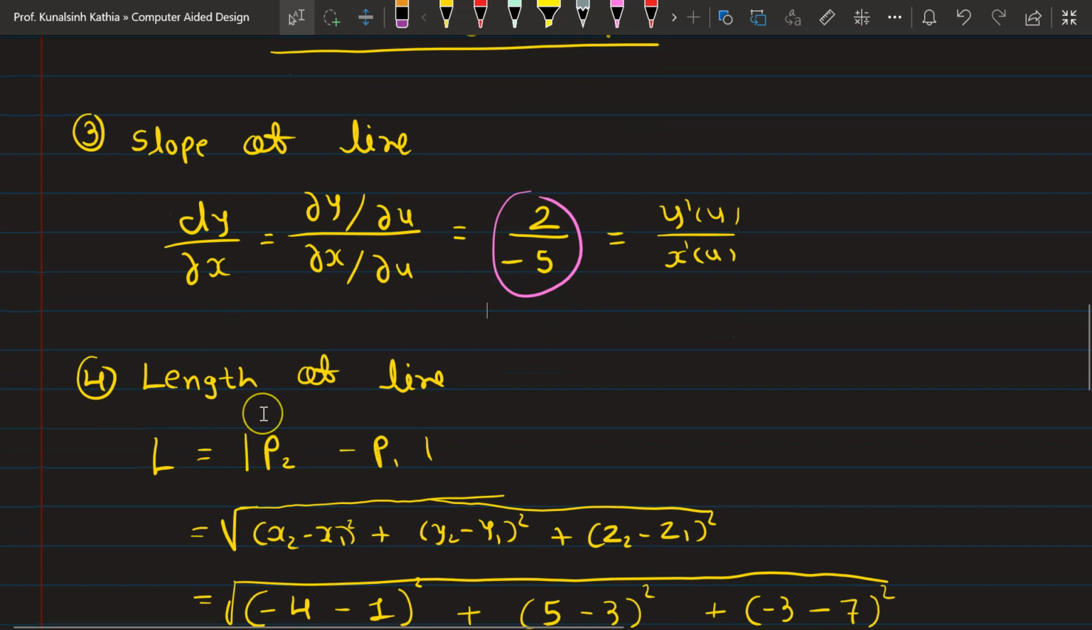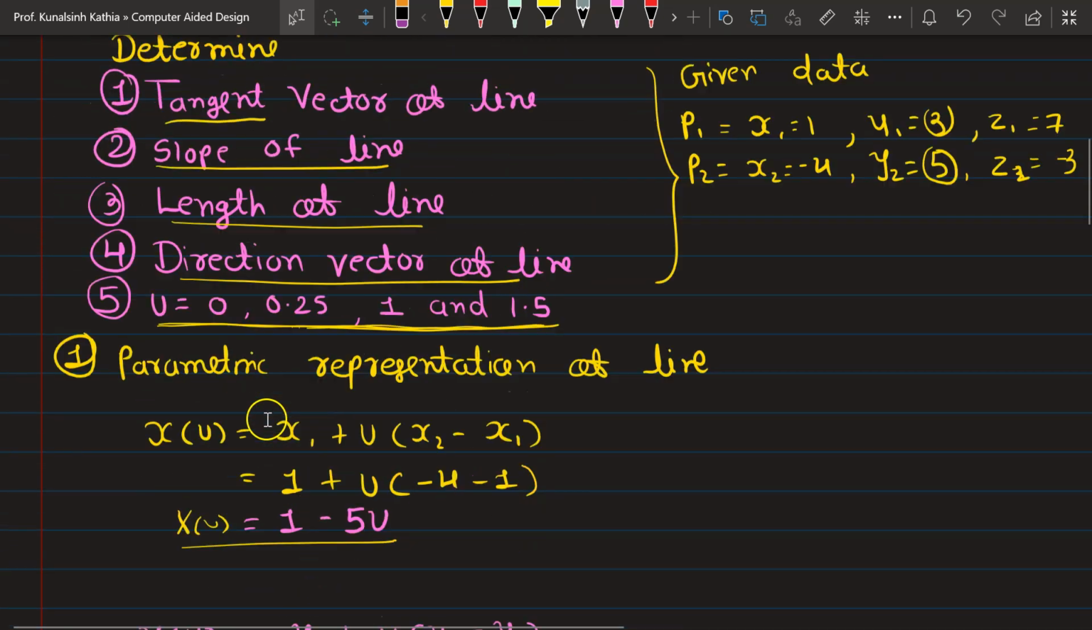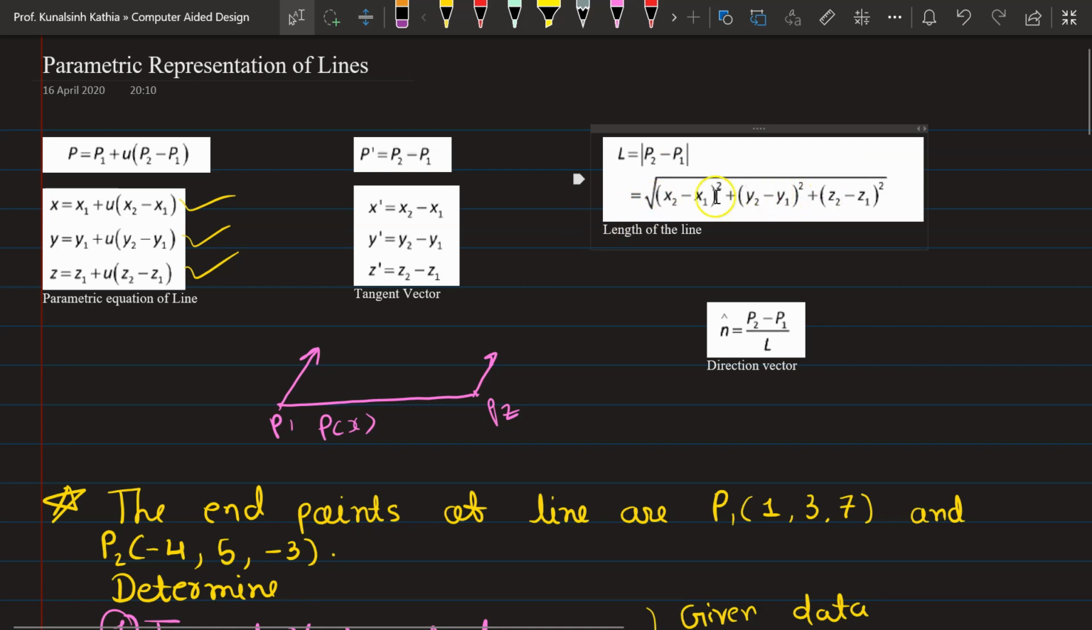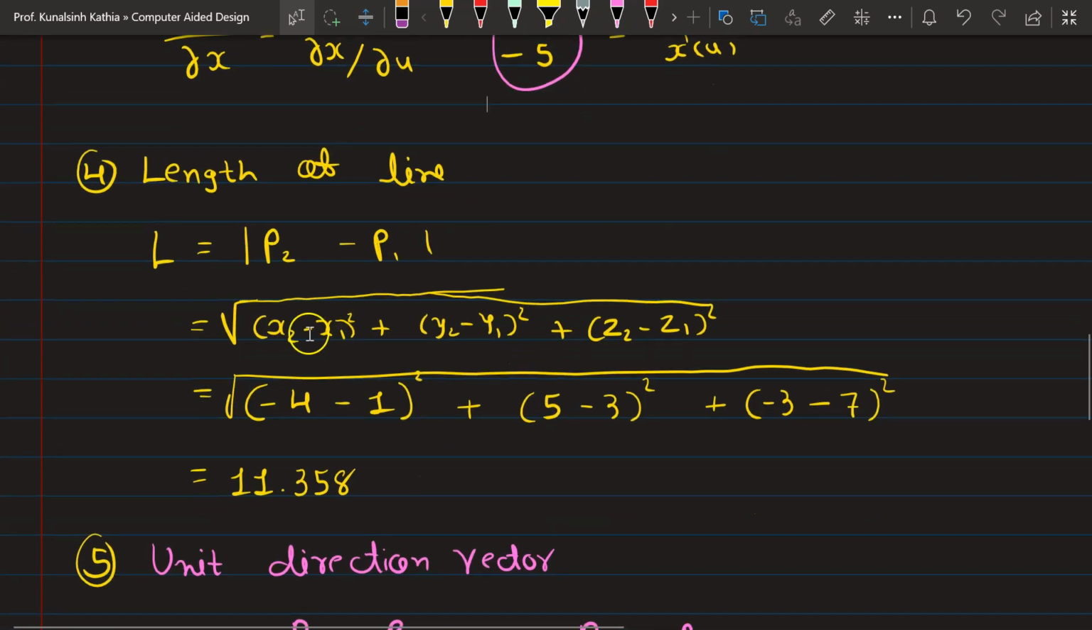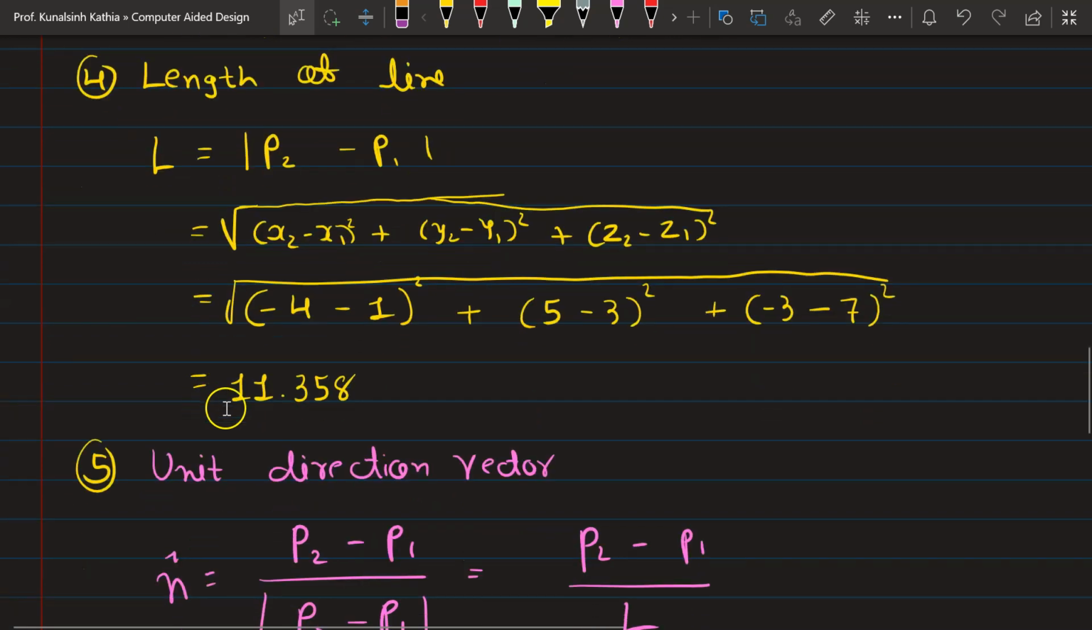Next is the length of the line. The length of the line's equation we have seen here, you can see, right? x2 minus x1, y2 minus y1, z2 minus z1. The same thing I have to do here. So the length of the line is the root of (p2 minus p1) squared, this equation. I am substituting those values x2, x1, y2, y1, z2 and z1. Substituting those values and solving this equation, I am getting 11.358. So this will be the length of the line in any unit, but don't write any unit here.